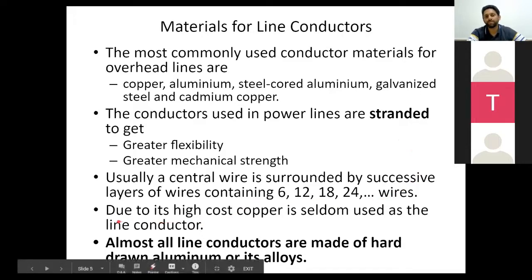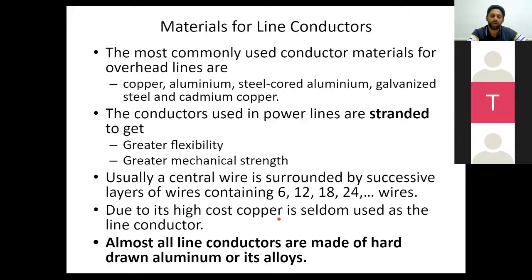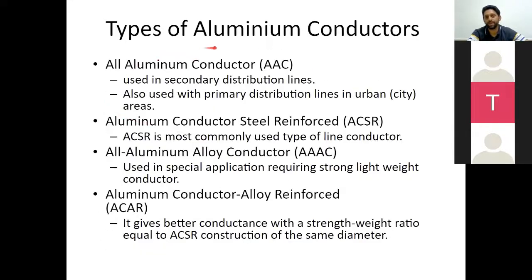And also for transmission purposes, because of high cost, we are not using copper. Copper is a good conductor, but copper is used only for house wiring, etc. But for transmission, we are using aluminum conductors. And for these aluminum conductors, we have 4 types used for making transmission lines.